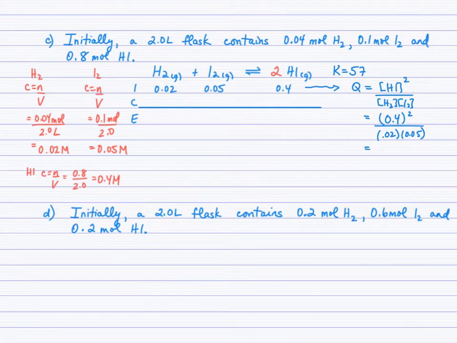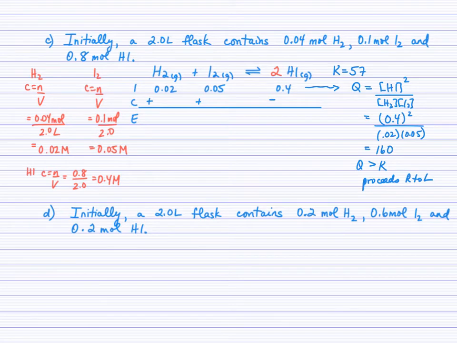And so now we go ahead and calculate Q. So Q equals 160. Now how does Q compare to K? Q is 160, K is 57, so Q is greater than K. Therefore, the reaction is proceeding from right to left towards equilibrium. What proceeding from right to left means is that the HI is going to be dropping and the H2 and I2 will be increasing.